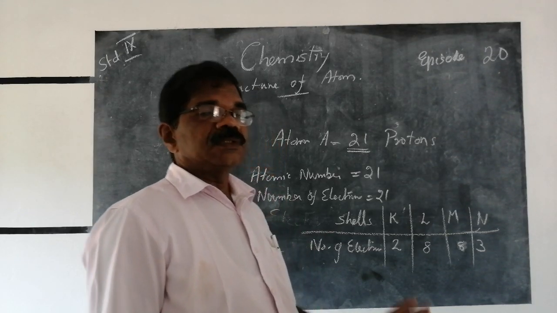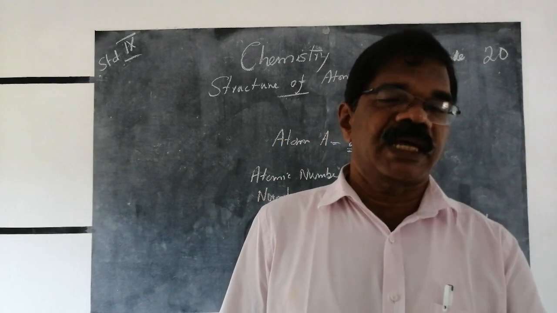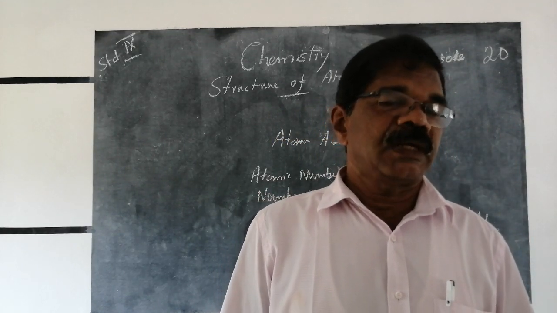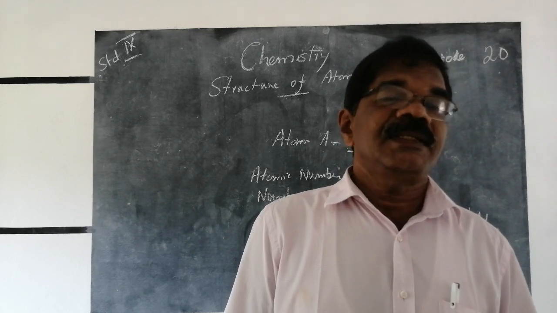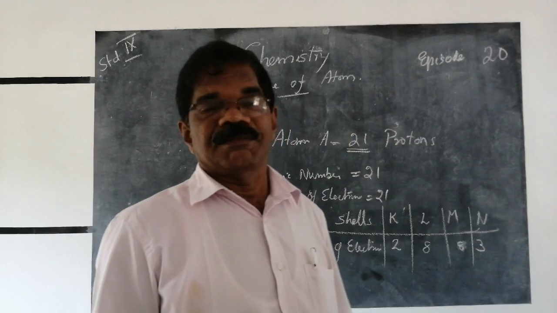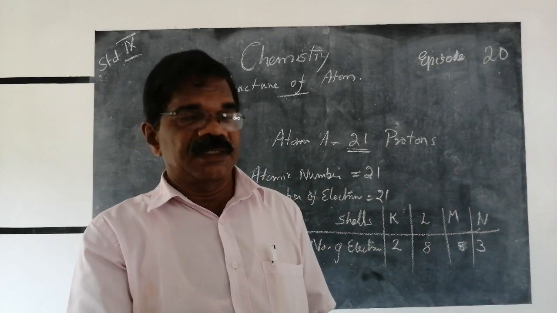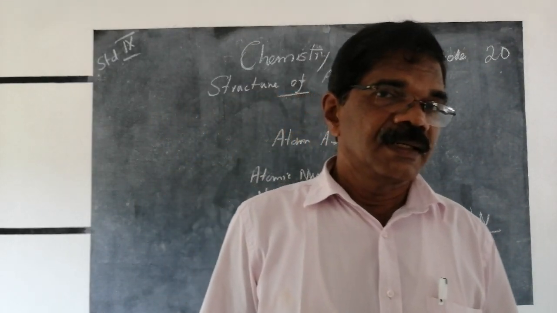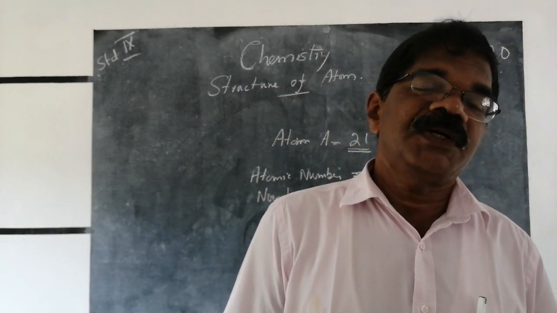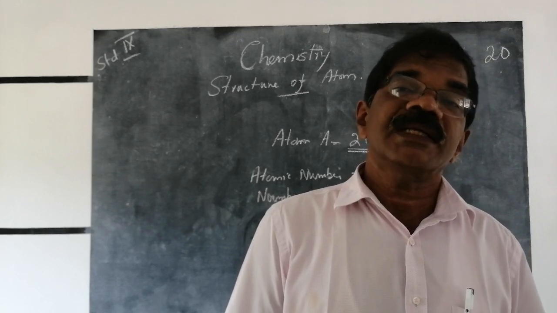So what are the 3 rules? First rule is the shells and the maximum number of electrons they can accommodate: K 2 electrons, L 8 electrons, M 18 electrons, N 32. That is the maximum number of electrons. Second rule is the inner shell must be filled before going to the next shell. Third rule is not more than 8 electrons can be accommodated in the outer shell.